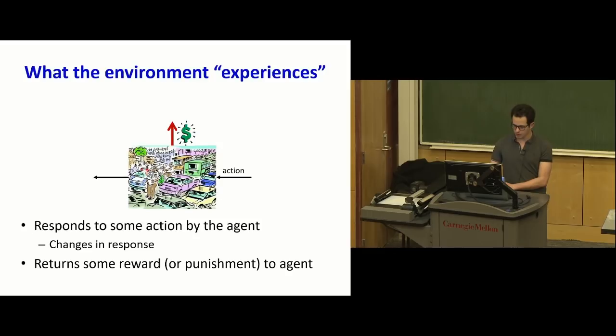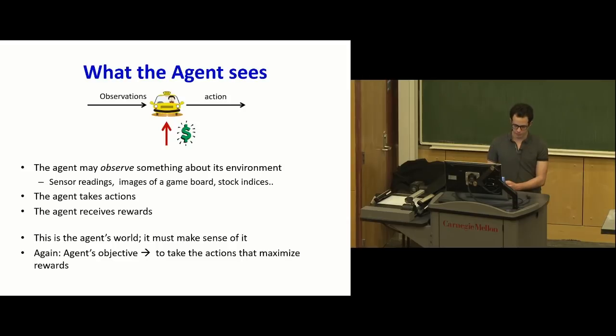So if you're looking at this from the environment's perspective, you've got actions coming in, and you change in response to those actions, and you return a reward to the agent. Reward is a general term. It can be negative, in which case it's a punishment, but you always call that a reward. From the agent's perspective, you are taking actions, and you are seeing observations of the environment and the reward that you got. So we can call that the agent's world if you want.